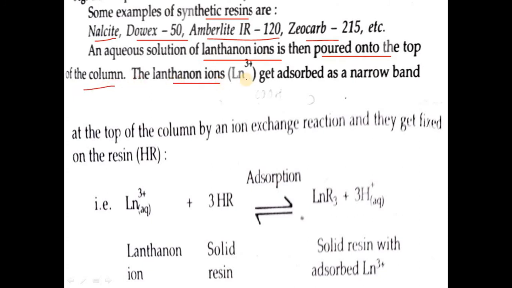Then lanthanide ions Ln3+ get adsorbed as a narrow band at the top of the column by ion exchange reaction and get fixed on the reagent, that is RH. So here aqueous lanthanide 3+ reacts with the solid reagent 3RH, adsorption takes place, and we get the complex LnR3 plus 3H+ ions. Solid reagent with adsorbed lanthanide 3+ ion is formed.